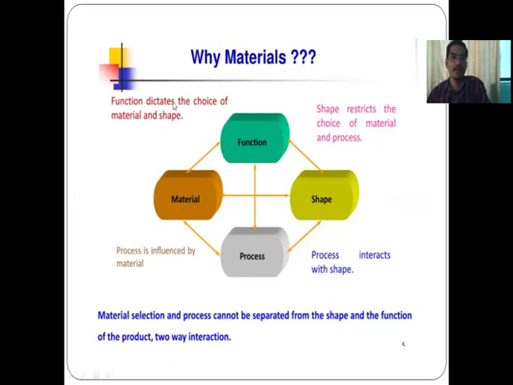So the function dictates the choice of the material and shape. All these are interconnected. Therefore, the material selection and the process cannot be separated from the shape and the function of the product. So there is a two-way interaction between all these parameters.